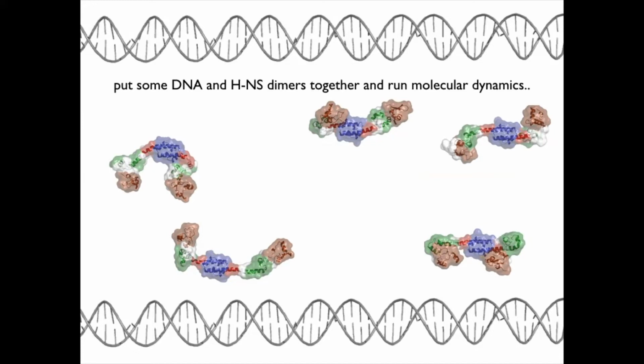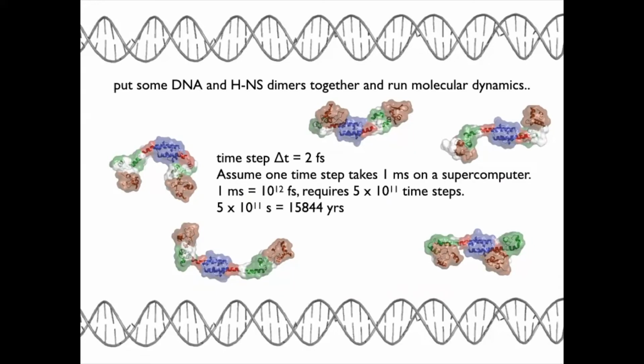Let's say it takes about a millisecond for such a complex to form. Well, the time step that I use in molecular dynamics is 2 femtoseconds. And let's assume that for such a big system, one time step takes 1 millisecond on a supercomputer. Sorry, wrong arrow. Yeah, then I would have to wait way too long. Then I don't want that. Seems obvious, right? So what can we do to overcome this problem?